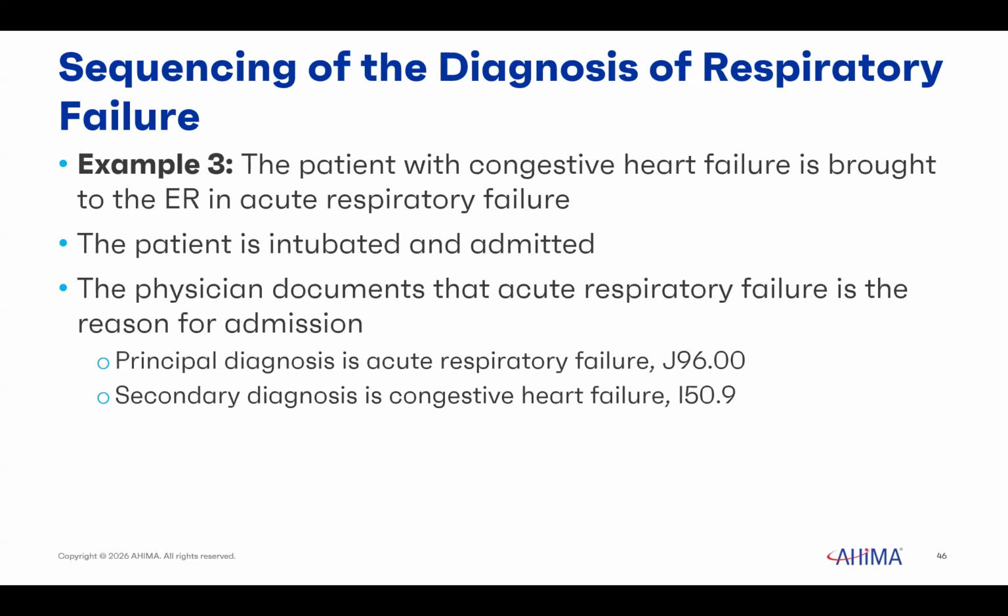Now here's the third one. A patient has congestive heart failure and is brought into the ER with acute respiratory failure. The patient is intubated and admitted. The physician documents that the acute respiratory failure is the reason for the admission. If that's the case, then you've guessed it, the principal diagnosis would in fact be J96.00.